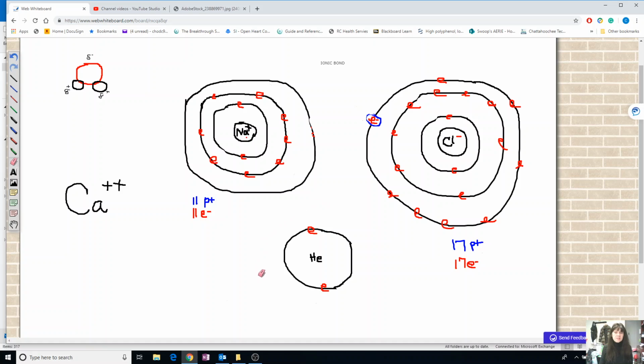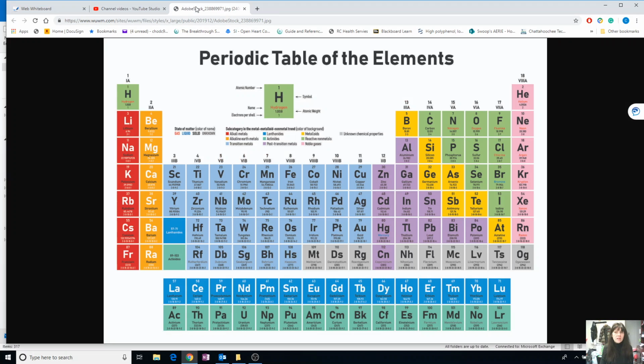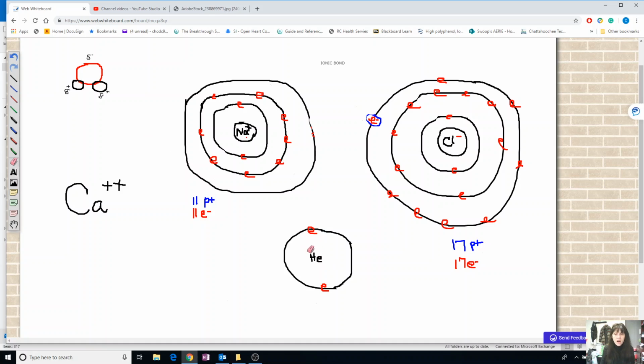And if you notice down here, I've written helium out. I'm going to go back to the periodic table of elements to show you helium, neon, argon. Helium has an atomic number of 2, neon has an atomic number of 10. Well, helium, our nucleus has 2 protons, right? Let's pick this up. There we go. 2 protons. Therefore, it has 2 electrons.